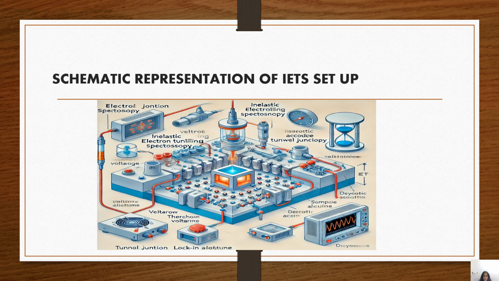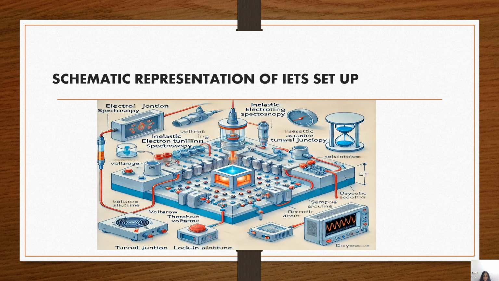The fifth one is the thermocouple and the temperature control. The temperature control and the measurements are essential in IETS to ensure stable conditions and prevent thermal noise from affecting the tunneling current measurement. This part might symbolize a thermocouple or a cooling element. Now, the electron transfer pathway. Its function is to label and represent the electron pathway through the junction, where the inelastic tunneling events occur. It illustrates the flow of electrons as they pass through the sample.